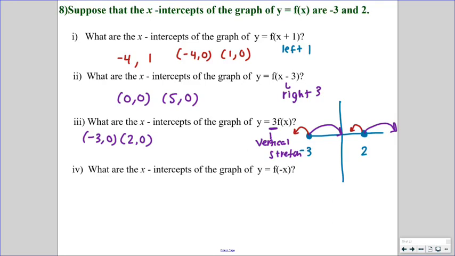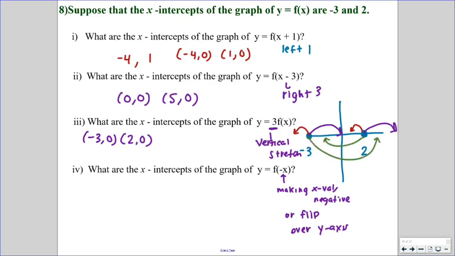Last problem, what are the x-intercepts of the graph of f of negative x? So what are we doing here? Well, we are taking all of the x values and we're making the x values negative. In other words, we are flipping over the y-axis. So take all those points, our original x-intercepts, and flip them over the y-axis. We get our new x-intercepts. Those are going to be (-2, 0) and (3, 0).